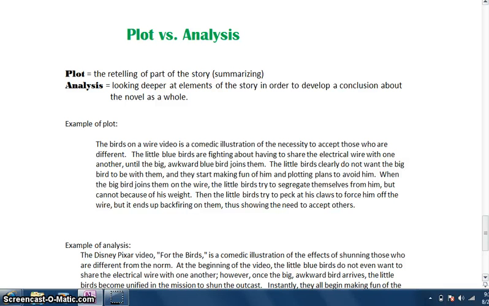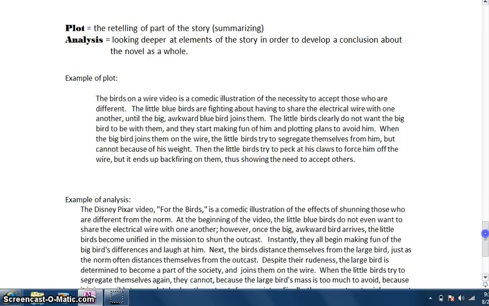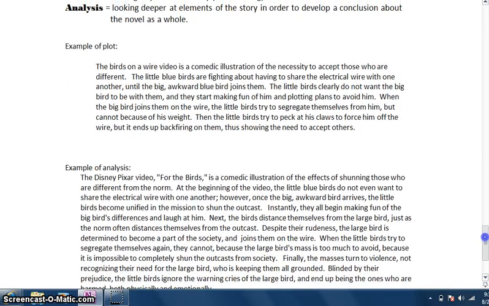Analysis, which we will be doing throughout the year, is looking deeper at elements of the story in order to develop a conclusion about the novel as a whole. So think about the 3 whys. That's what we're doing. We're going deep. We're going down into the 3 whys as opposed to just staying on the surface. So let me show you an example of a paragraph about the video that's just plot.